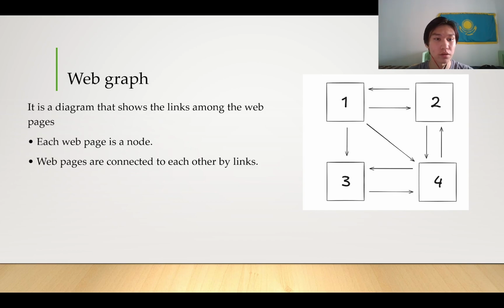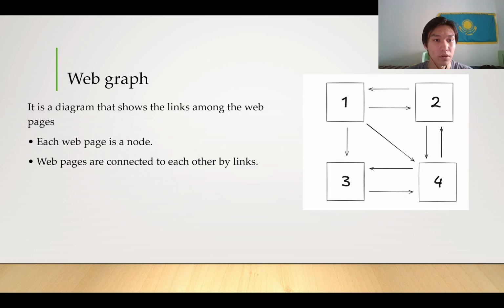So to understand how the PageRank algorithm works, we need to create a visual model of a network, which is called a web graph. A web graph is a diagram that shows the links among the web pages. It follows these two rules. Each web page is a node. Web pages are connected to each other by links.